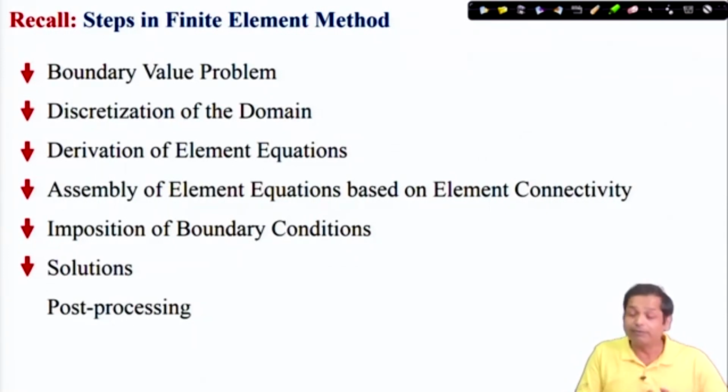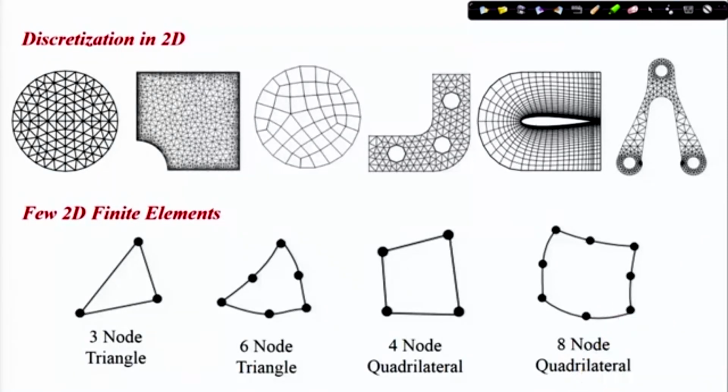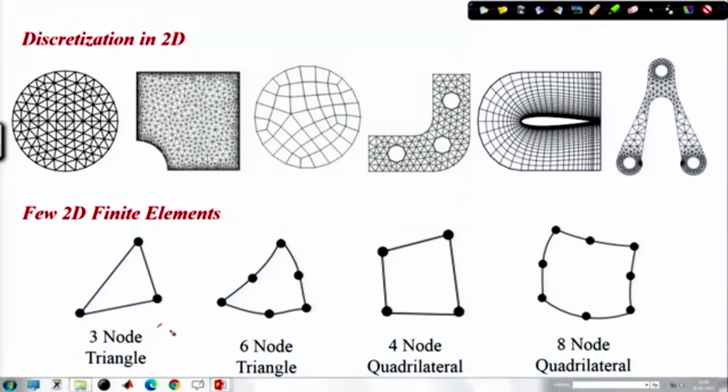Now then, we have to discretize the domain. In one dimension, discretization of the domain was very straightforward. In two dimension, the discretization of the domain will look like this. This is just to get a feel about finite element meshing in two dimension. These are some elements we have in two dimension. This is the most basic element that we can have in two dimension, where we have only 3 nodes, and this element is called 3-node triangle. Similarly, we can have 6-node triangle, 4-node quadrilateral, 8-node quadrilateral, and so on.